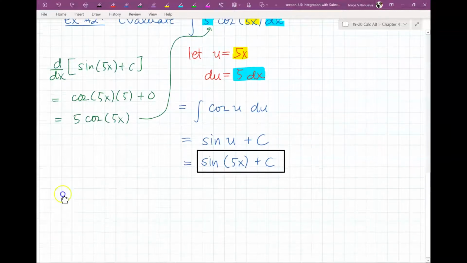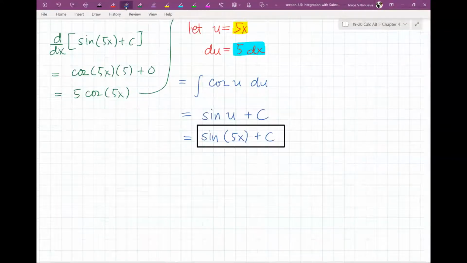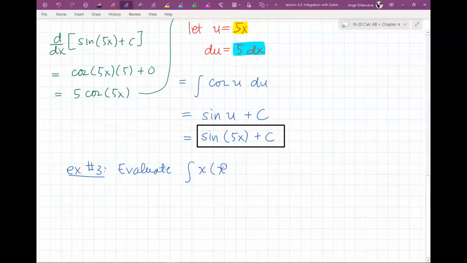So let me give you a prompt to try on your own. Then I'll give you some time to try it out. I want you guys to evaluate the integral of x times (x squared plus 1) squared dx. So, x times (x squared plus 1) squared dx. I'm going to give you a minute to try it out, and I'm going to pause this meanwhile.